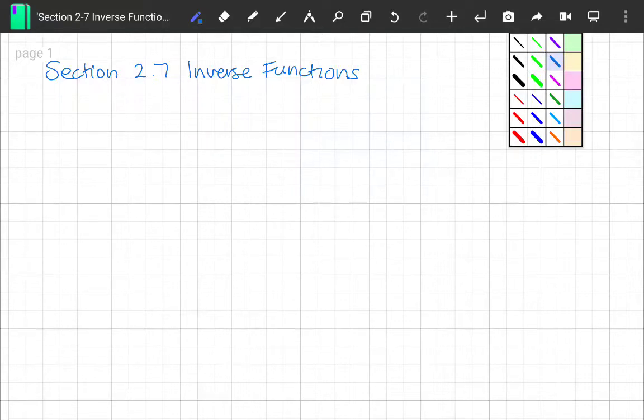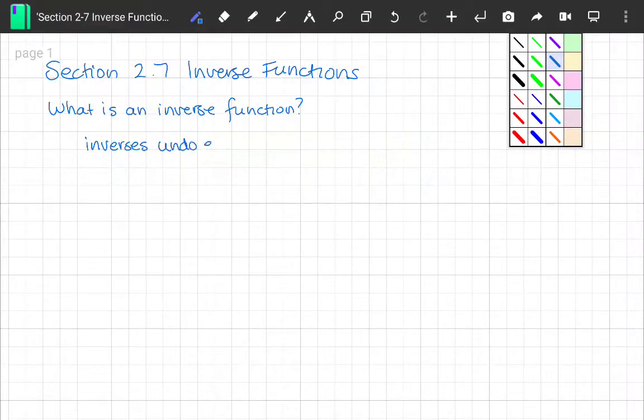All right, so we are going to talk about inverse functions today. So the first thing is, what the heck is an inverse function? Well, I am glad you asked. You guys probably have heard the word inverse in math, and inverses undo each other. That's really what it is.